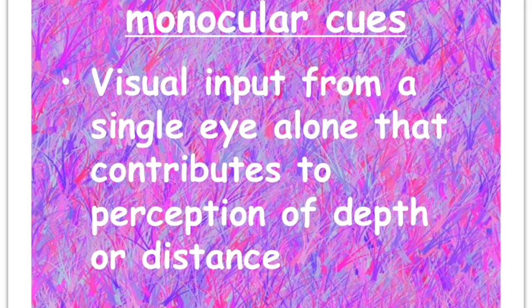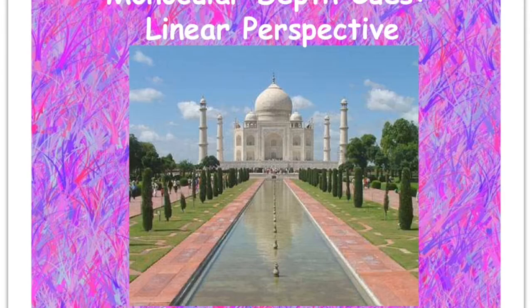Now, even if you were to only have one eye, you would still have monocular depth cues. So with one or two eyes, you're going to get depth input. Monocular depth cues are cues that come from a single eye. We can see a number of monocular depth cues just by looking at this picture of the Taj Mahal.